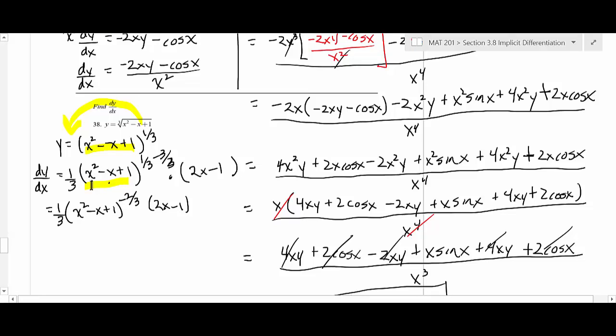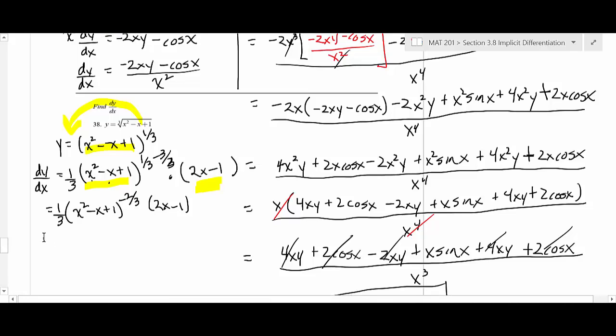Remember when you're doing the chain rule, you also have to multiply by the derivative of the function that's inside, because you have a function inside of a function, like we talked about on the chain rule. So that derivative is right there. That's what we talked about in the previous section.